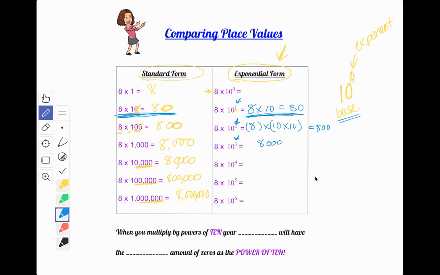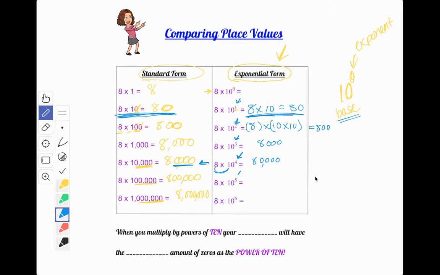So this is 10 to the 4th. So how many zeros do I have? I have 4 zeros. 1, 2, 3, 4. And then we just do our trick: 8 times 1, which is 8. So it's 80,000. So again, look at the 1 to the right in the standard form. How many zeros do I have there? I have 4 zeros. So this is just kind of a shorter version of what standard form looks like. Exponential form has the exponent that tells you how many zeros you have.